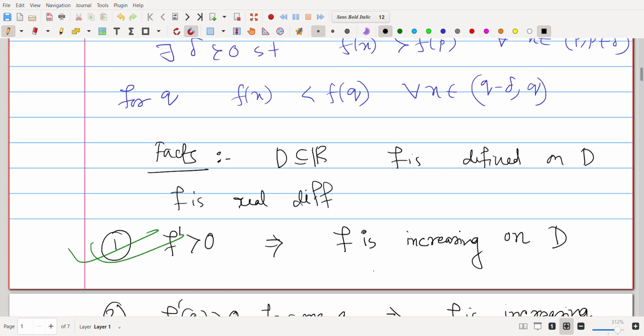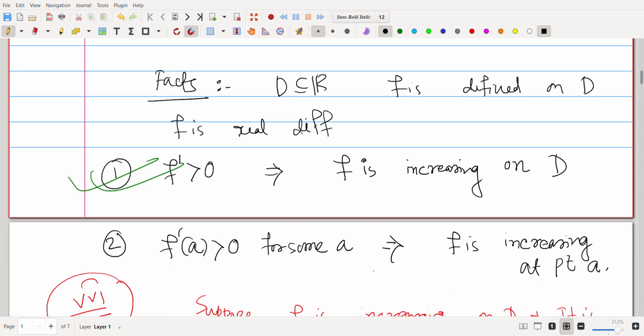So now I hope this is clear, and these are the facts: if f is differentiable, then f prime greater than 0 implies f is increasing on that interval, and at some point, f prime greater than 0 means f is increasing at that point. This is the theory.